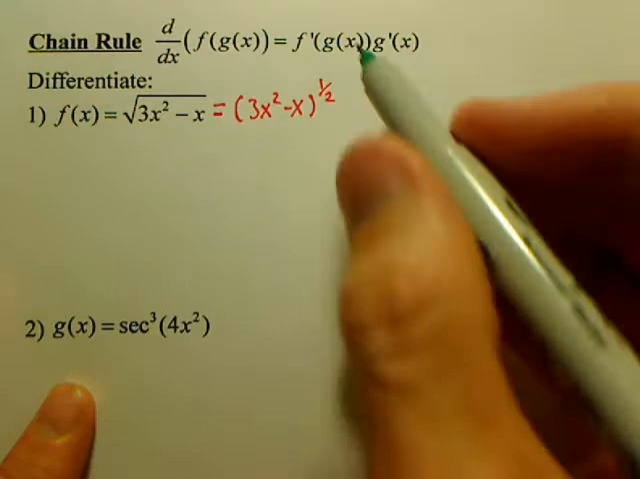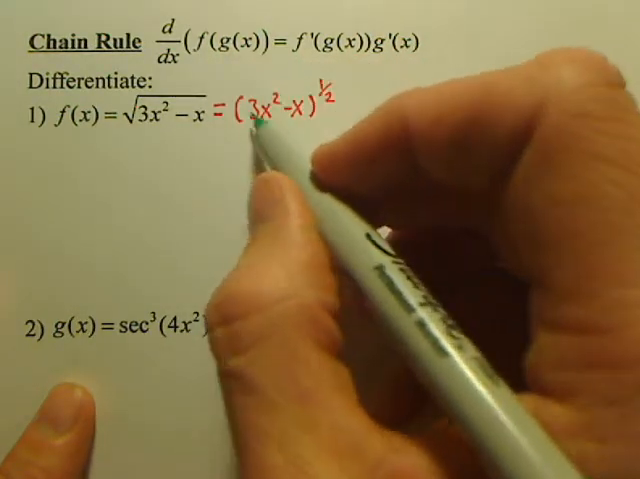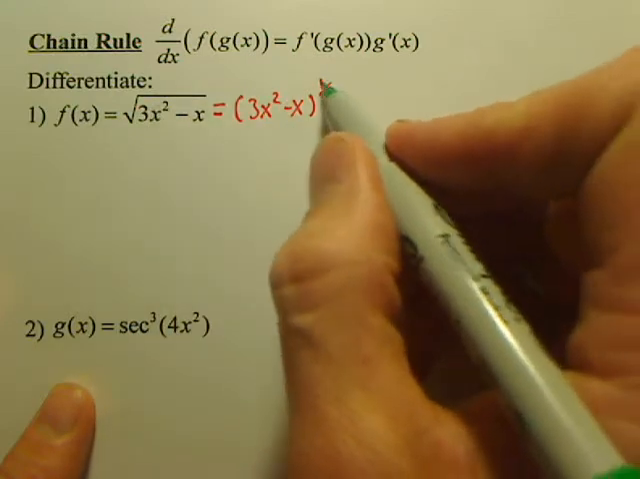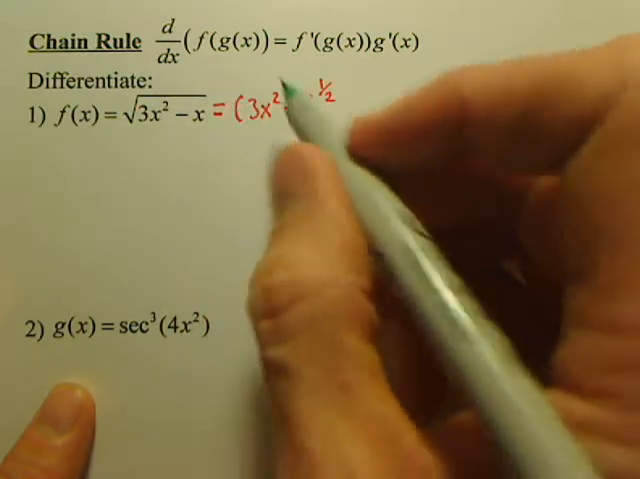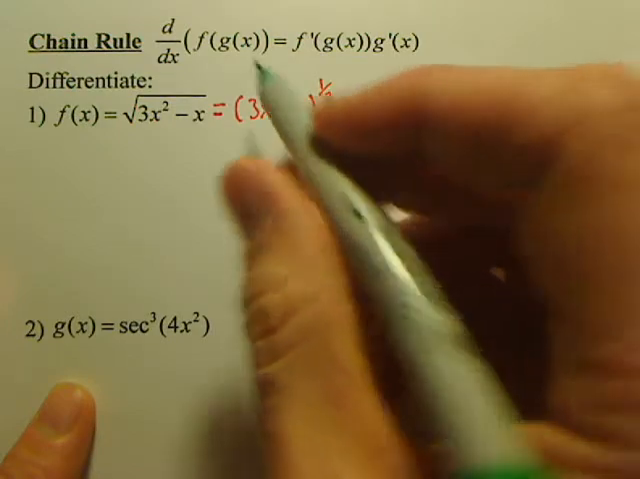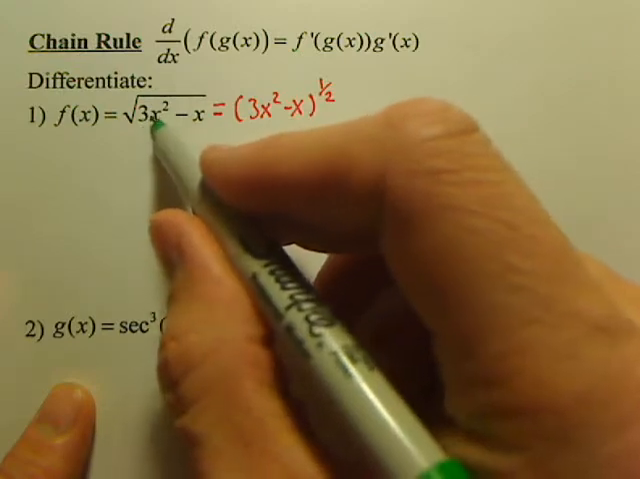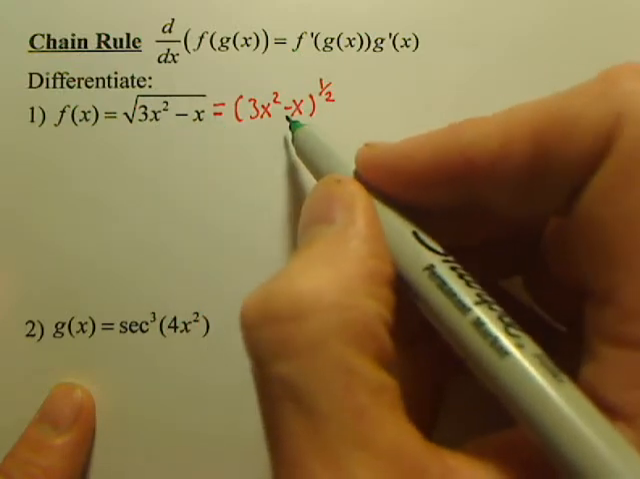All right. Do you see how the outside, the f, is the square root of x, which is the 1/2 power. That's the outside. And the inside is your g. Okay. So the outside is the square root of x. The inside is 3x squared minus x.